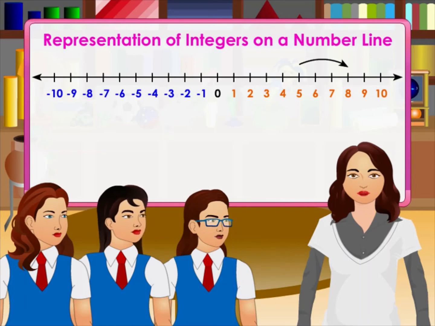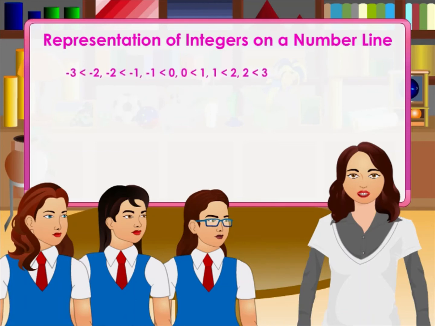Whether the number minus 8 is also greater than minus 5? No. Minus 8 is to the left of minus 5. So number minus 8 is not greater than minus 5. Minus 5 is greater than minus 8 is the correct answer. The number to the left side is always less than the number to the right side.